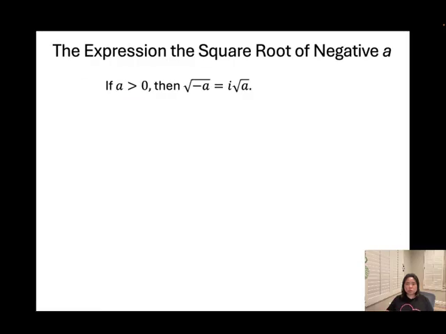The expression square root of -a. If a is greater than 0, then the square root of -a equals i times the square root of a. You could think of it as the square root of -1 times the square root of a, and the square root of -1 is equal to i.